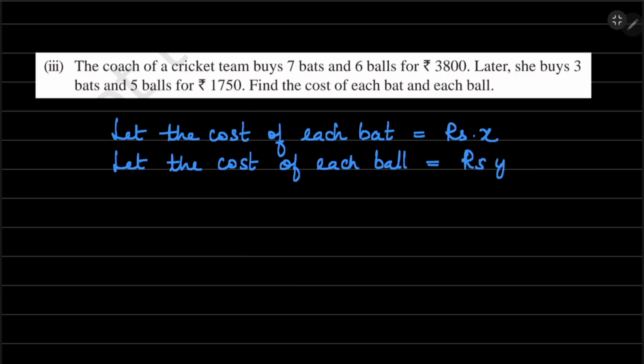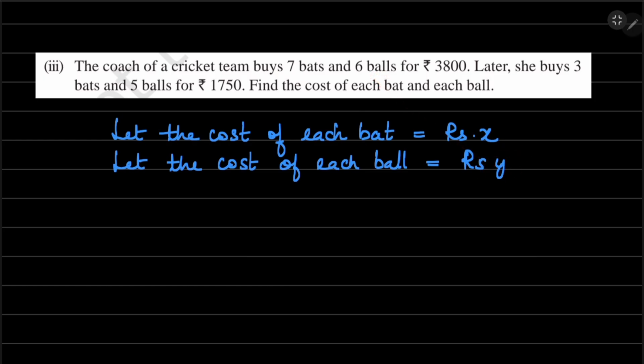So if one bat costs rupees x, right? If one bat costs rupees 100, how much will 7 bats cost? 7 into 100 is 700. If one ball costs rupees 5, how much will 6 balls cost? 6 into 5, isn't it?